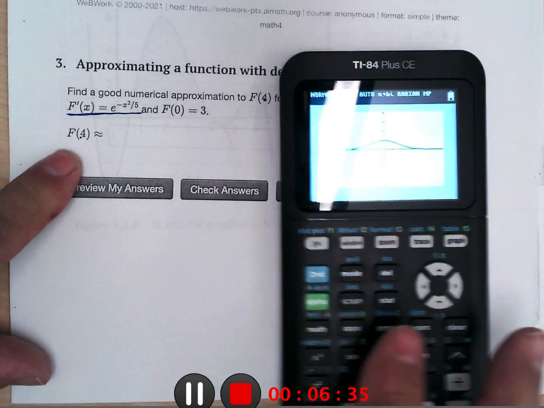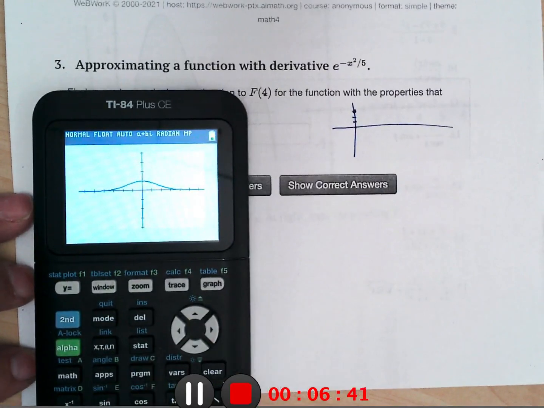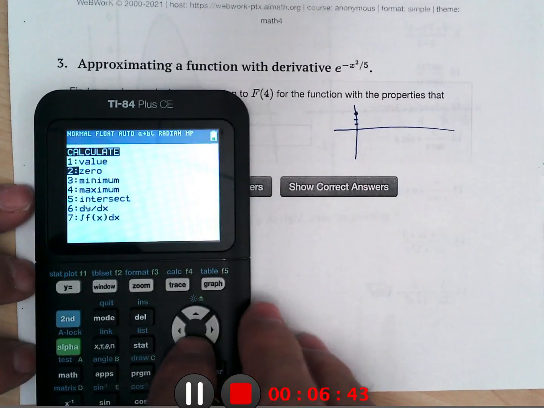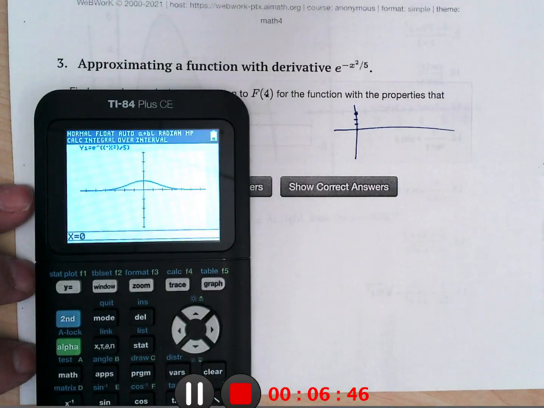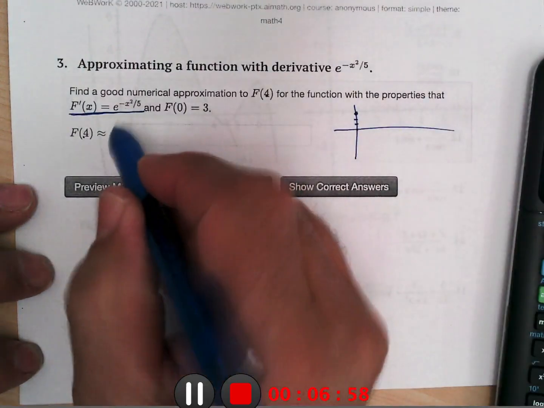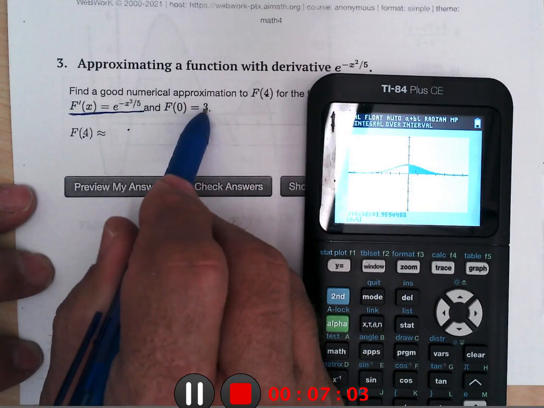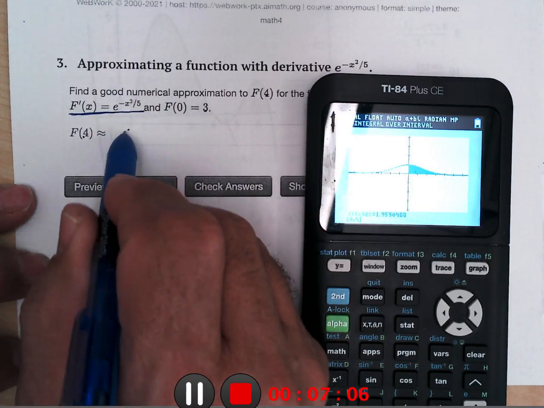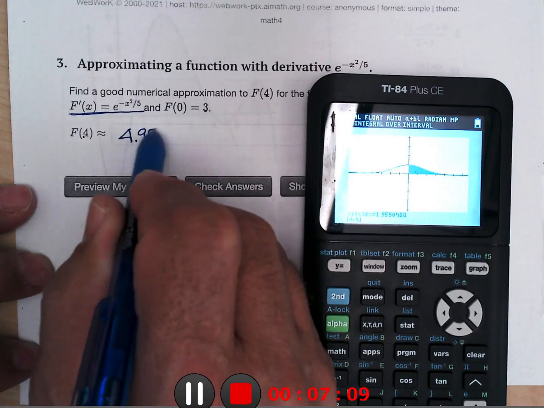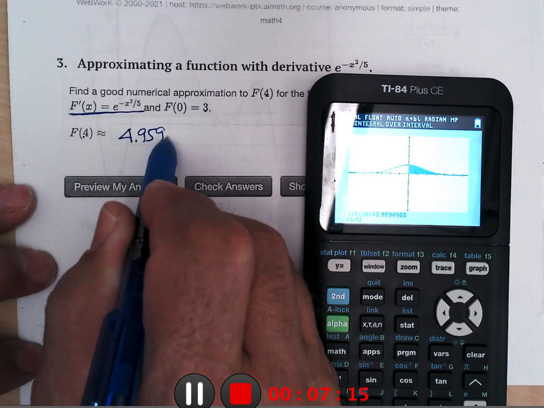So let's get that out of the glare. There we go. So I want to find the area under this curve so I can calculate the area from 0 to 4. And it gives me 1.95905-ish. So I add 3 to that, and I get 4.95905 approximately.